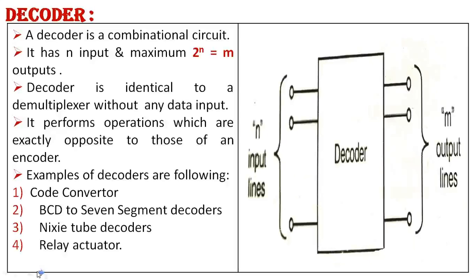A decoder is a combinational circuit that has n inputs and a maximum of 2 raised to n equal to m outputs. A decoder is identical to a demultiplexer without any data input. It performs operations which are exactly opposite to those of an encoder. Examples of decoders are the following: code converter, BCD to 7-segment decoder, nixie tube decoder, relay actuator. The diagram shows the block diagram of a decoder with its input lines and outputs.